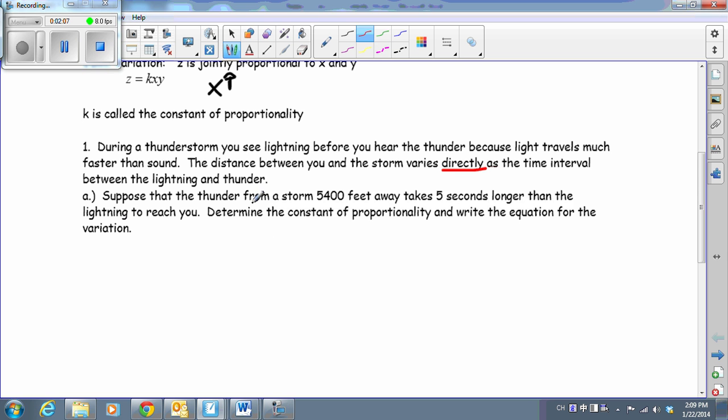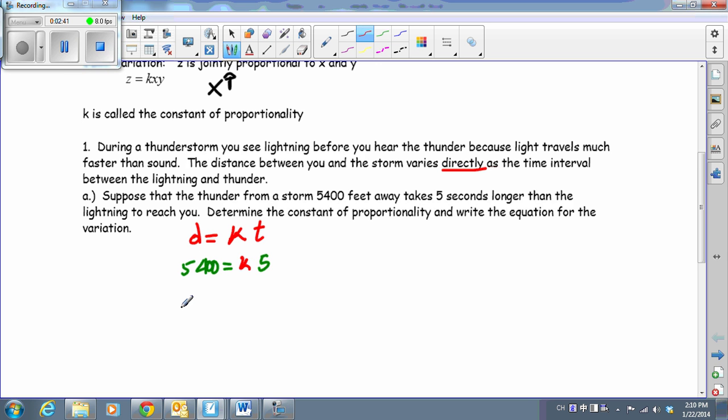Now let's go ahead and use that direct variation. Here it says the distance, I'll call that d, between you and the storm varies. I will say d equals k times t, k being the constant of variation. Because k is unknown, let's read the next part. It says, suppose that the thunder from a storm 5,400 feet away takes 5 seconds. In other words, t is equal to 5, d is 5,400. The only thing we don't know is k.